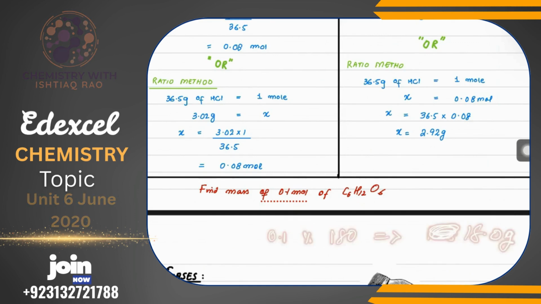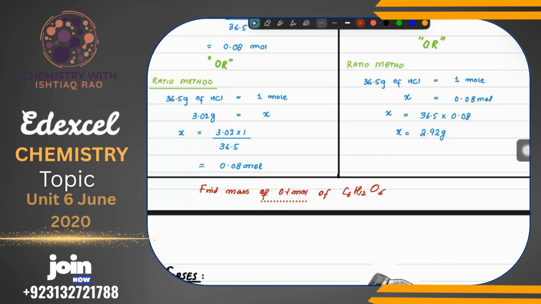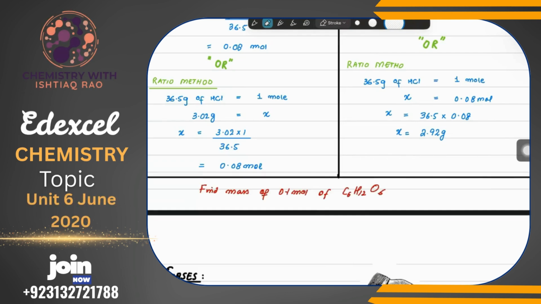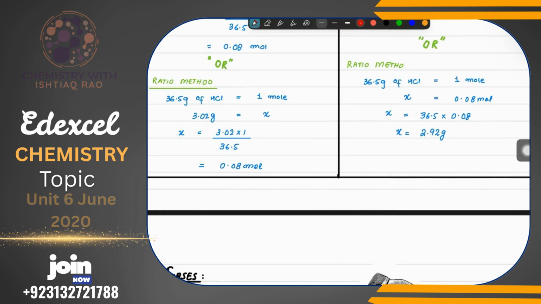In this way, you can calculate the mass in grams if the moles are given to you. If the mass is given to you, then the criteria is something else. Then you have to divide. It depends on the question, on what value is given to you. Okay. First of all, you have to see whether the number of particles is given or whether the mass is given to you.